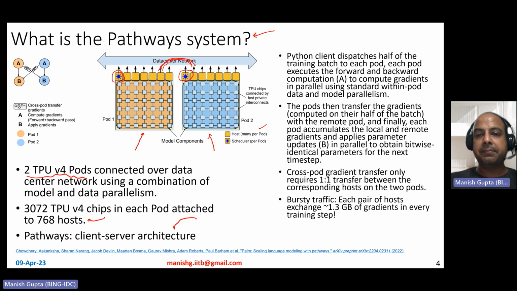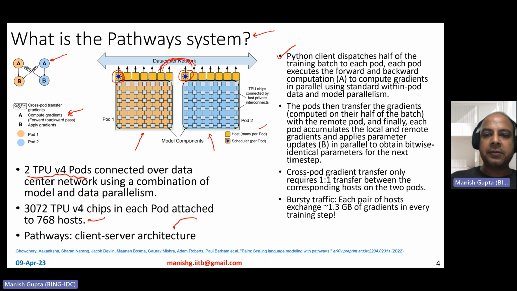The way this starts is that a Python client function dispatches half of the training data to pod 1, half to pod 2, and both of these pods individually execute the forward and backward computation to compute the gradients in parallel, using standard within-pod data and model parallelism. So both of them do their own work separately. This work is denoted as A in this picture. They compute gradients, forward and backward pass, and so on.